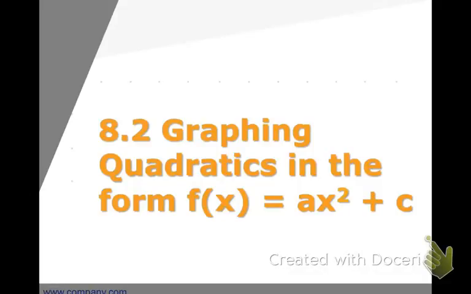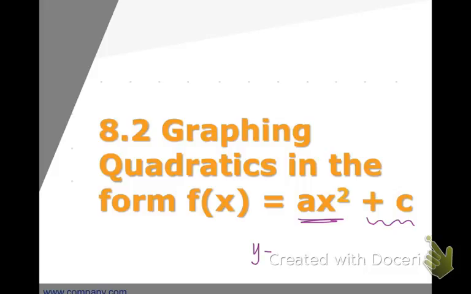All right, so what we're going to look at today is section 8.2, and we are going to add a constant to the end of what we looked at yesterday. Yesterday, we just graphed what happens when we have f of x equals a times x squared. Now we're going to add this plus c onto the end, which will always be a constant. It doesn't have a variable.